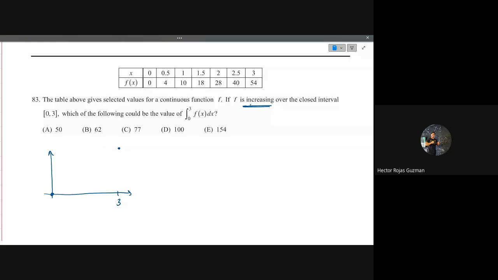Well, why don't we start with a triangle? The y value here is 54. So the integral from 0 to 3 would be 1/2 base times height. And that would be 27 times 3. I should have had my calculator here, but this is 81. Okay. If it's increasing over the interval, which of the following could be the value?